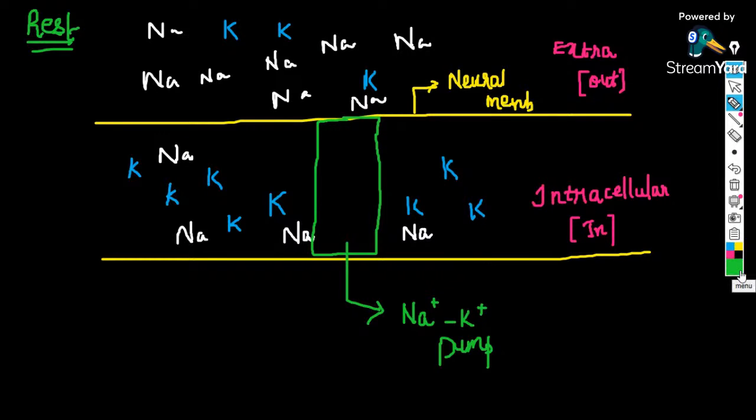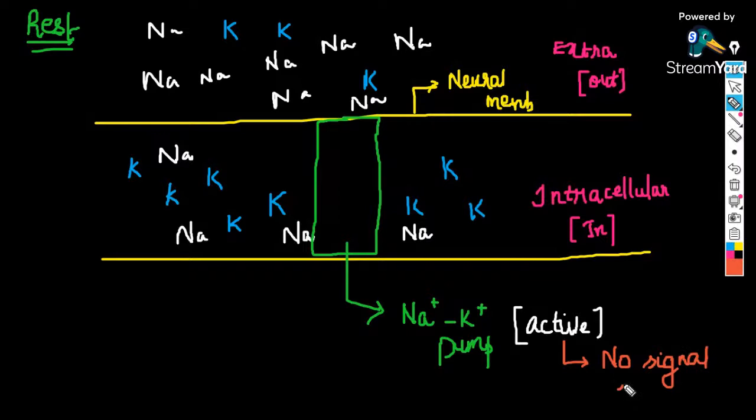This sodium potassium pump is one of the ion channels that is active at the resting stage as well. Clear? What do you mean by resting stage? Resting stage means there is no signal. The neuron is not having any kind of signals. Clear? So even at that resting stage, the sodium potassium pump is active.